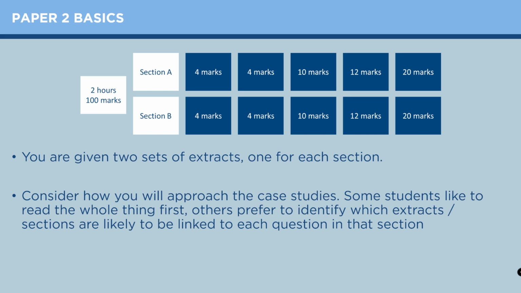The other thing that's worth bearing in mind, and this is more common on paper 2 than it is on paper 1, is that sometimes in a set of extracts for section A or B, you might see more than one business, especially if it's talking about a particular market or maybe a takeover. You might see information about both businesses. Just make sure you know which question is about which business.